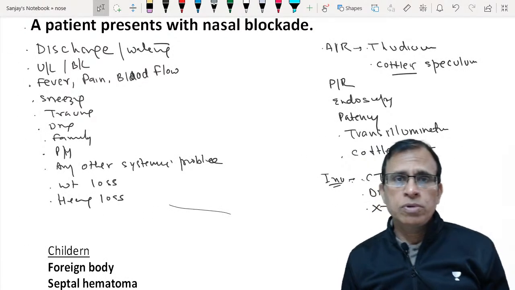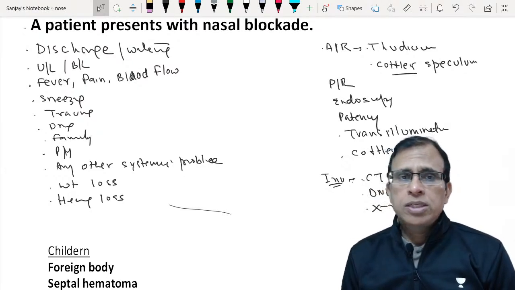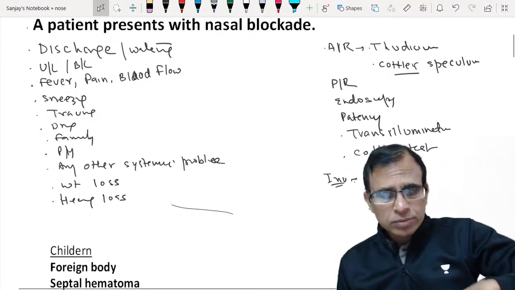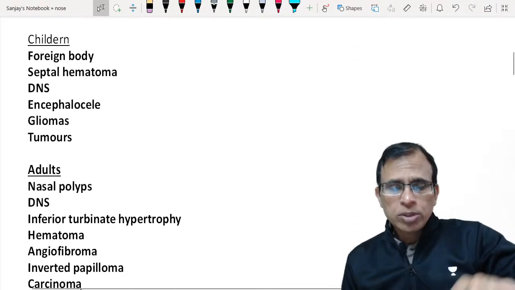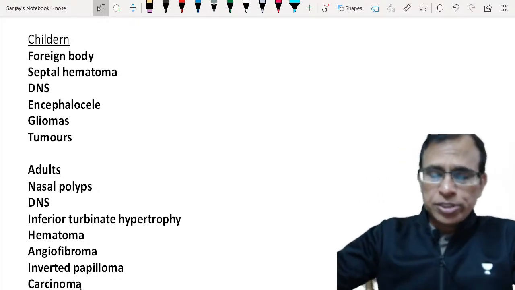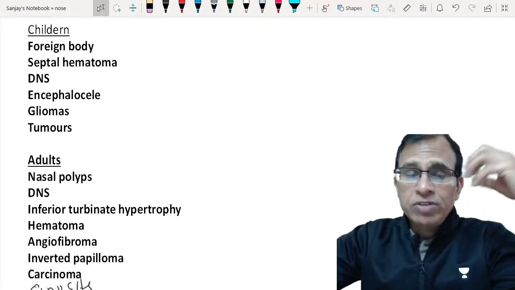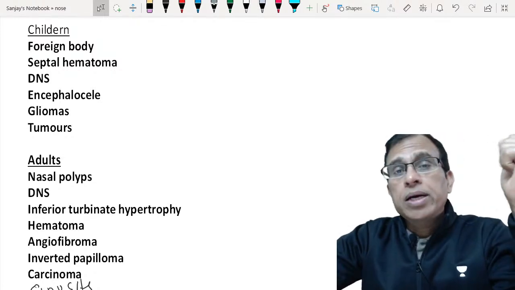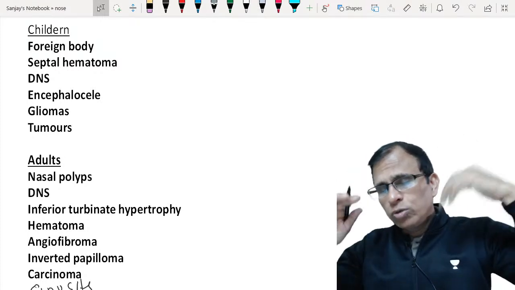This is general, how you approach the patient. What are the important points in the history? What are the examinations and what are the investigations that generally are done? But we'll take it one by one, and talk about them, what are the points in favor of each diagnosis. So when you have this list in your mind, when the patient comes and tells you, I have nasal blockade, and you don't know, it could be any of these.